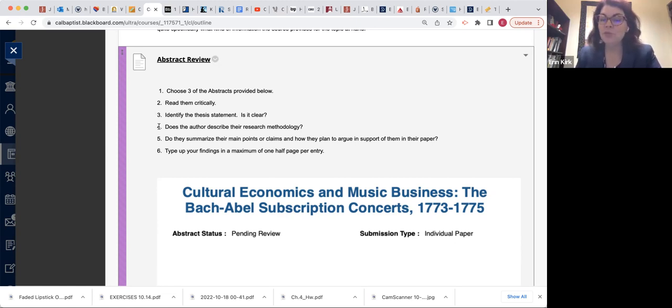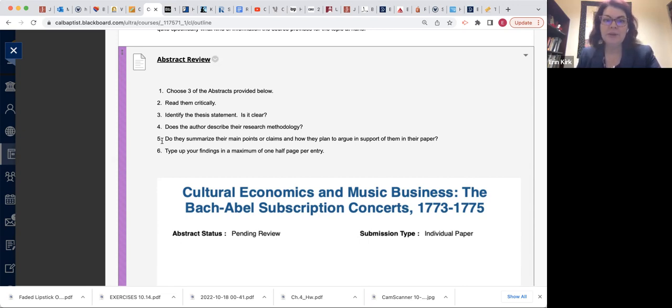Next, did they describe their research methodology? They should give you a good idea of what research they've done, and what they're going to draw from to help prove their points in their paper. Sometimes people get carried away in their abstracts just giving a description or a summary of what they want to talk about or how interesting their topic is, and they don't really talk about how they're going to prove their main points. So next, do they summarize their main points and claims and how they plan to support them, which is what I was just talking about.